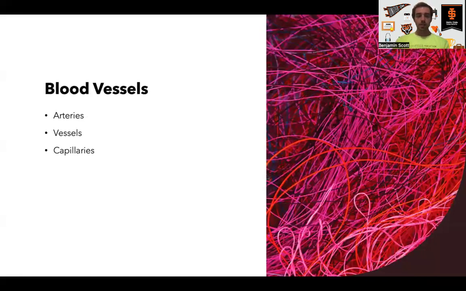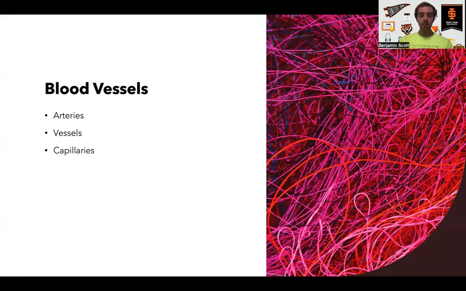Okay, so looking at the blood vessels. There's kind of three main blood vessel types. So we have our arteries, we have our vessels, and we have our, oh sorry, that's supposed to be veins. Arteries, veins, and capillaries.